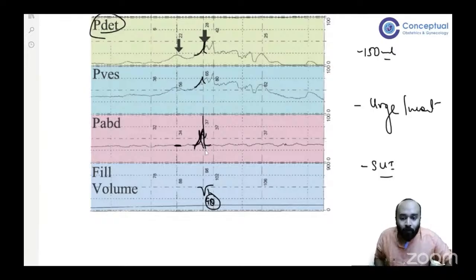So voluntarily I will increase the abdominal pressure by asking her to cough or sneeze, and the urine just leaks out and this reduces. This is how I'll be seeing it. What will happen in mixed incontinence? In mixed incontinence, I will see this as well as, whenever I ask her to cough, I will see a leakage. So these two things are going to be seen in mixed incontinence, and that is how I will diagnose stress, urge, or mixed incontinence on the basis of urodynamic studies.